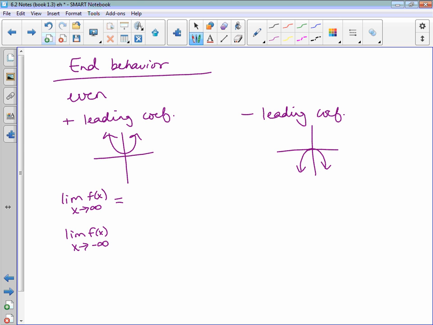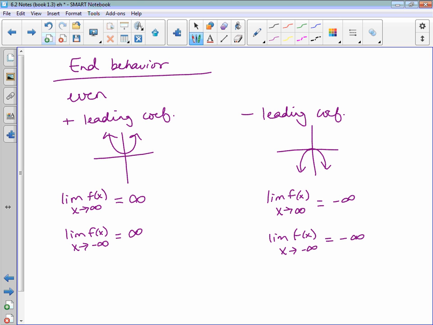So what do you think? As we go really far to the right, where's your graph going? Infinity. And as we go really far to the left, where's it going? Also infinity, right? Okay. So then same thing, if you have a negative leading coefficient, same notation, limit of f of x as x approaches infinity, and limit of f of x as x approaches negative infinity. Where are both of these going? Okay. Easy enough?